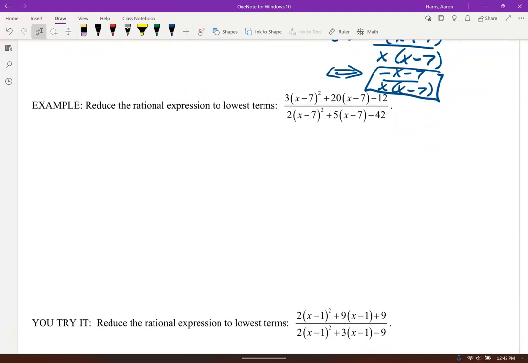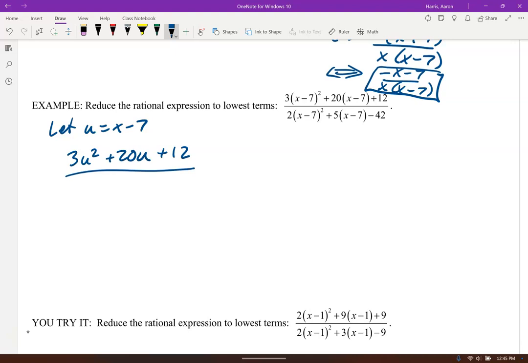This one's kind of tricky. Notice it's quadratic in form, and you've got these x minus 7s being squared and then another x minus 7. If I let u be x minus 7, this might make this simpler. So I'd have 3u squared plus 20u plus 12. But you've got to remember you replaced x minus 7 with u. So then on the bottom I'd have 2u squared plus 5u minus 42.